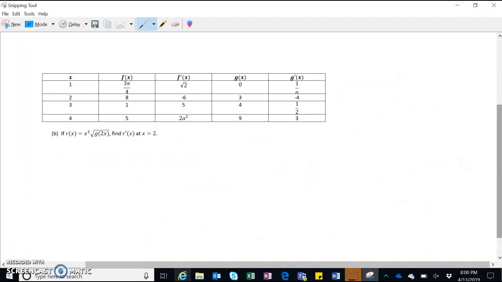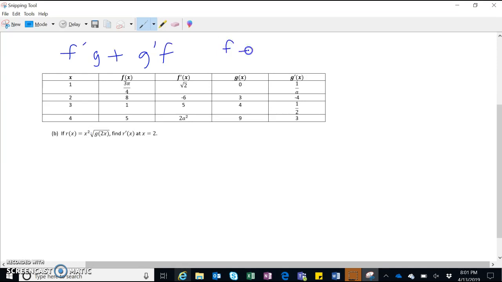Now I'm ready to tackle part B, where I'm defining a new function, r of x equal to x squared times the square root of g of 2x, and we're asked to find r prime of x at x equals 2. So something that I said there that I don't know if you caught, but this is x squared times the square root of g of 2x. It's really important to realize that this is a product of two functions inside r of x here. And the way to handle a derivative of a product is with our product rule, which requires us to use f prime g plus g prime f. Just some notes at the top here.